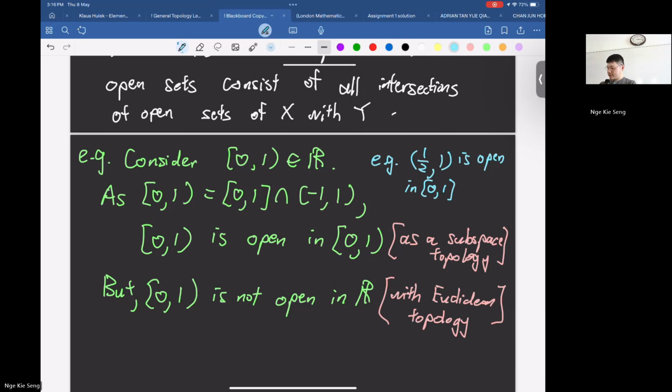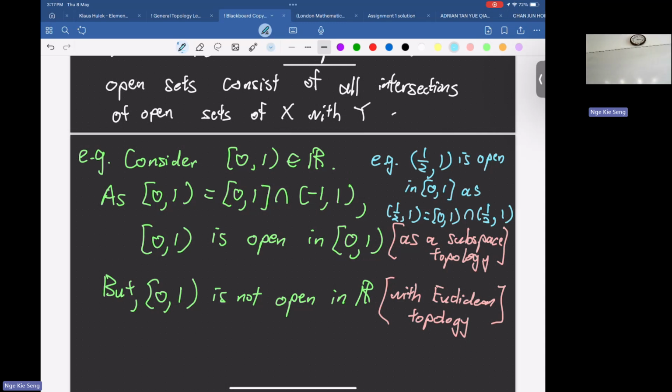Why? You need to write it as what? Y, the subspace, intersect with some open set in R. Can you write it as 0,1 intersect with some open set or not? Yes, just take the open interval in R going from half to 1. Okay, make sense?